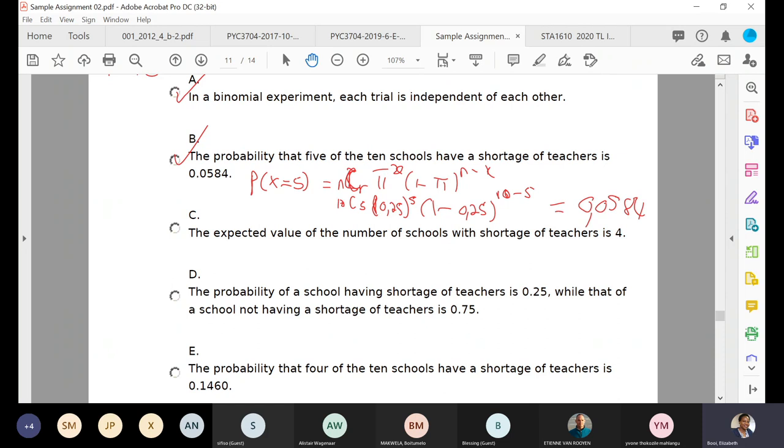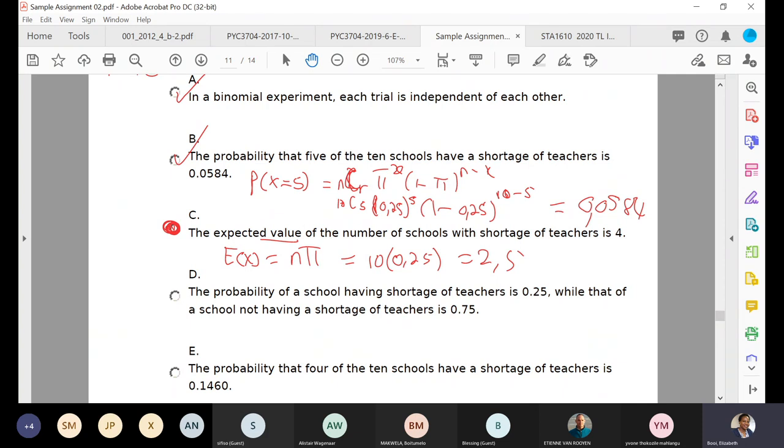Okay. So we need to calculate the expected value, and our expected value for the binomial is n times pi. Our n is 10, our pi is 0,25. Do you have an answer? That is just 10 times 0.25, which is 2,5, therefore this is the incorrect answer.